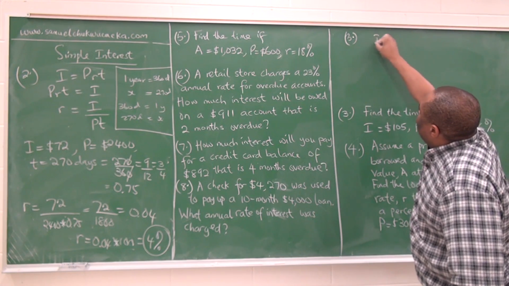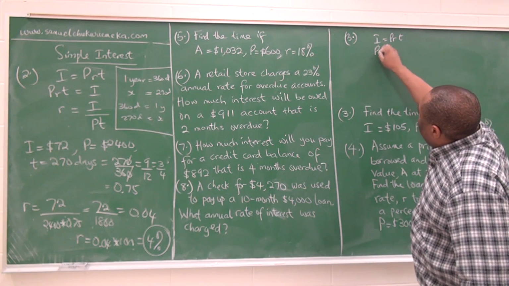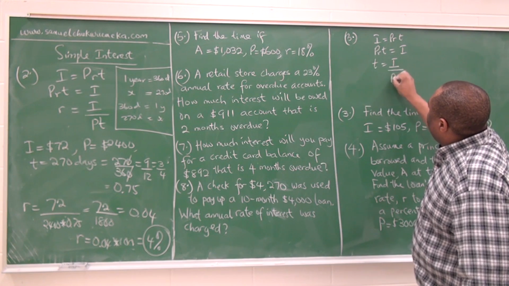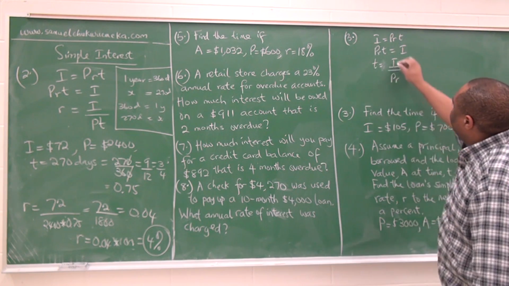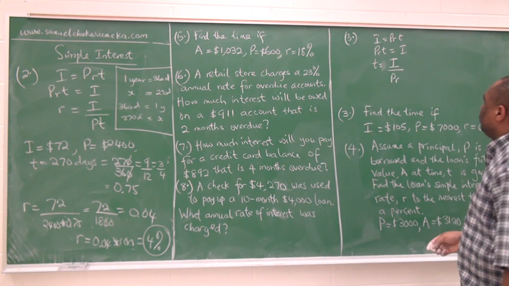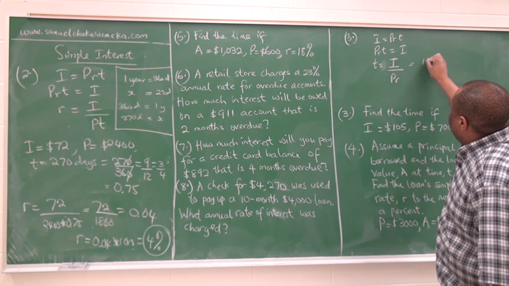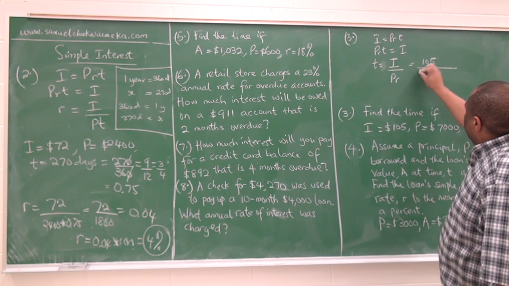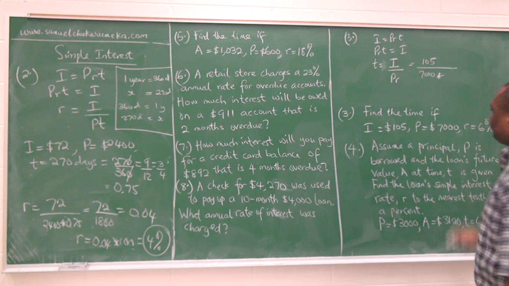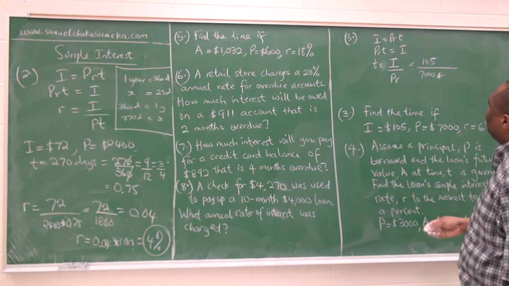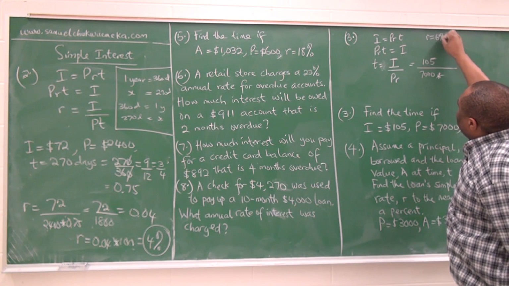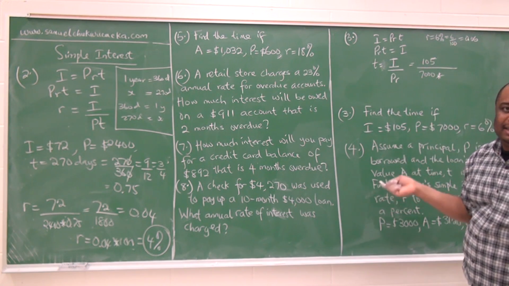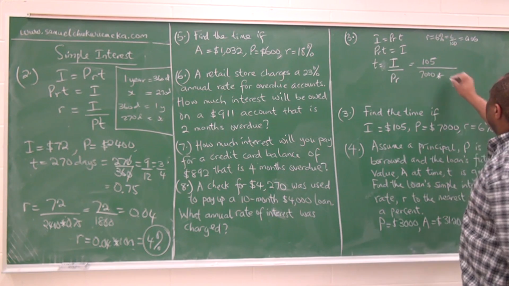we now see that I is PRT, and PRT is I. So that gives us that T is I over PR. Our time is I over PR. Okay, so our I is $105 over our P, which is 7,000, times the rate, 6%. R is 6%, which is 6 over 100, which is 0.06, because they gave it to us. So let's convert to decimal. So that is 0.06.